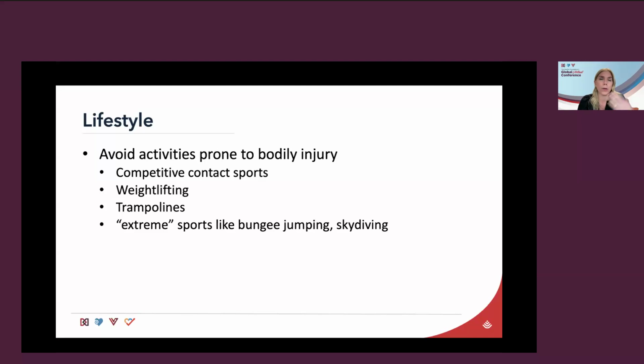Mostly, it's not always the person jumping, but other people jumping with them, much more prone to injury. Trampolines are already one of the number one causes of major injury to children, not in VEDS. So you add VEDS to that, that can be a major problem. And of course, extreme sports like bungee jumping, skydiving, all those things where you can have a major injury.